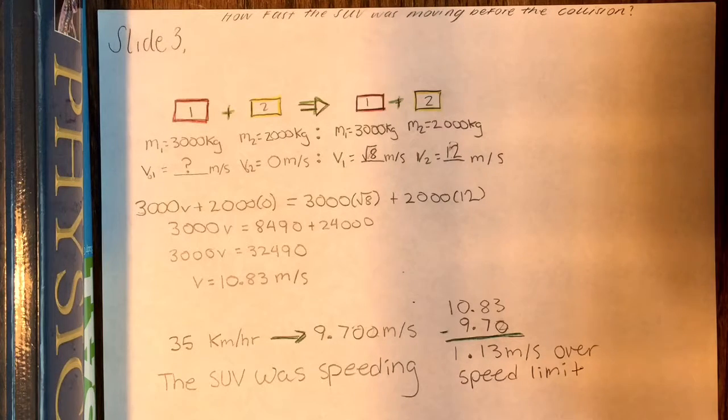Multiply your masses and velocities in order to determine the speed of the SUV before the collision. Your speed of the SUV before the collision is 10.83 meters per second. To determine if the SUV was speeding or not, convert 35 kilometers per hour into meters per second, which should result as 9.70 meters per second. The SUV's speed is greater than the speed limit by 1.13 meters per second, which indicates that the SUV was speeding.